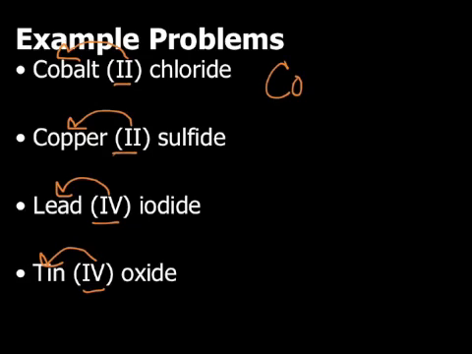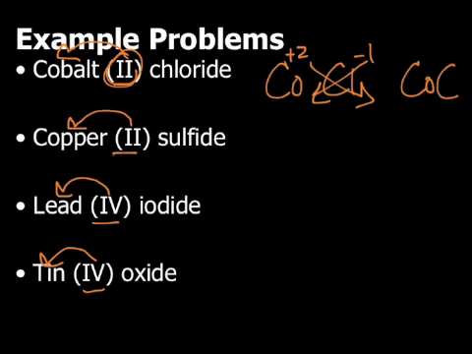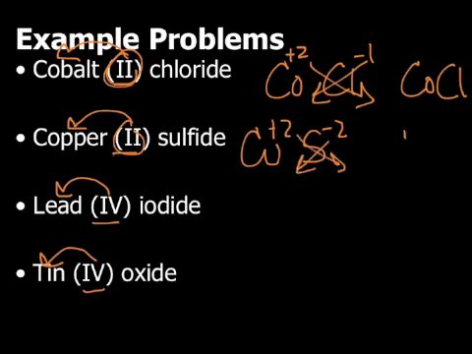So cobalt is a +2 because of this Roman numeral right here. Chlorine is still a -1. So when we cross those, we get CoCl2. My next one, copper, is a +2. Sulfur is a -2, and that comes from my periodic table. Copper's charge comes from here. Crisscross those, the 2's cancel out, I end up with CuS.